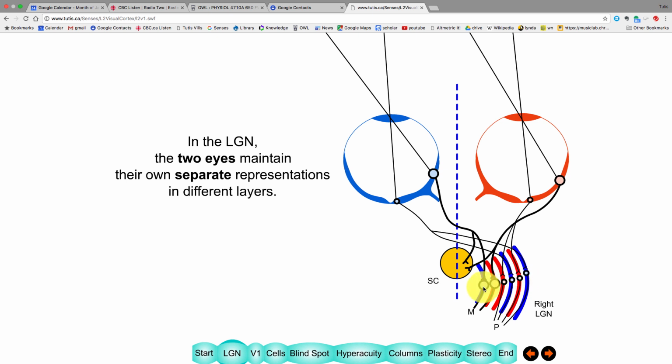And also the ones from the periphery are going to these layers here, and they're called the magnocellular layers because the cells here are big. And these ones here go to the parvocellular layers, which, again, because the cells are small, are given the name parvocellular.